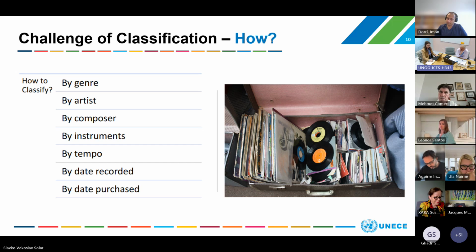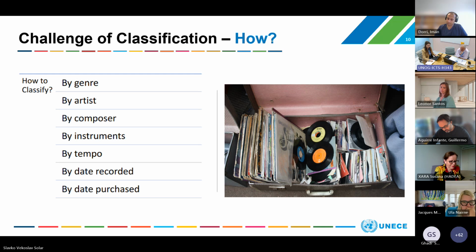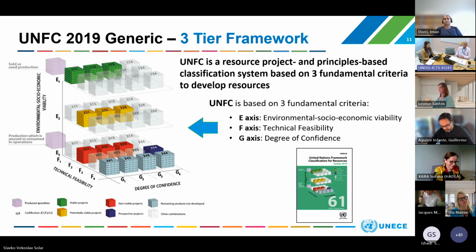The simple challenge of classification is seen in the picture, where you have old records. Many of you would not be aware of the times of these records, but in my time, we were classifying these records in different ways: by genre, by composer, by tempo, by the date of purchase, and so on. But not to go too far into the challenge of classification, let me say what I believe is the most important slide to understand what the UNFC is and how the information would be classified.